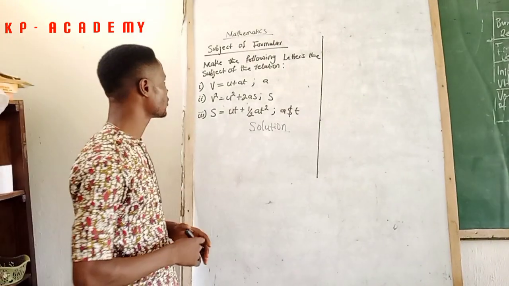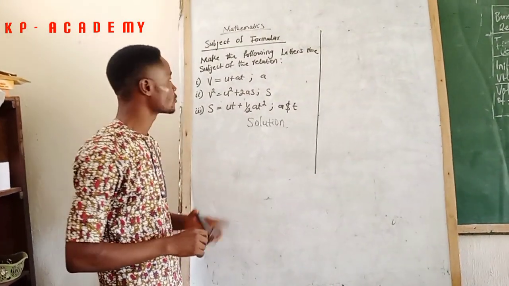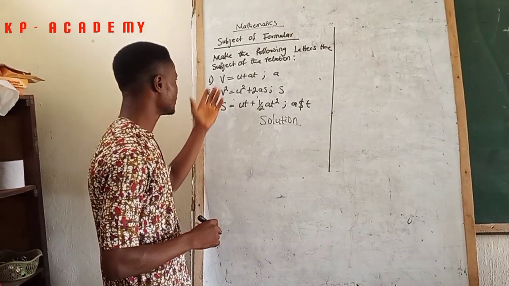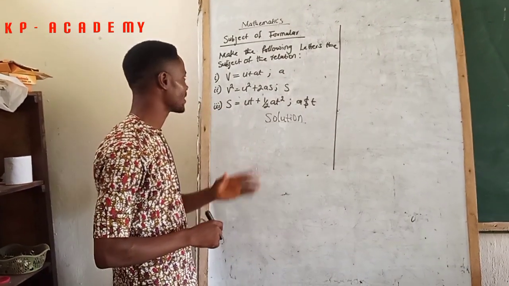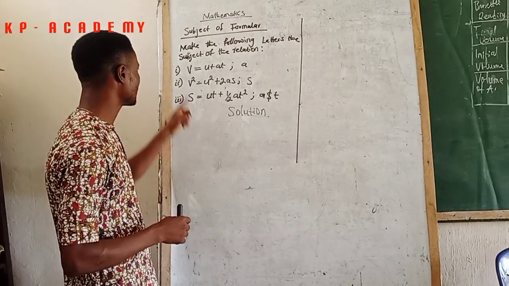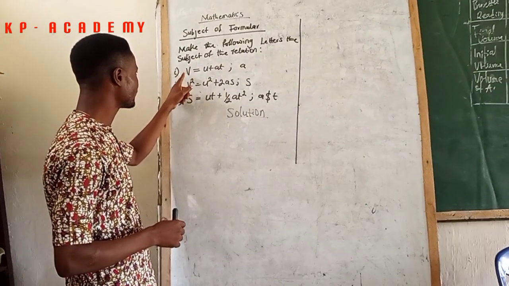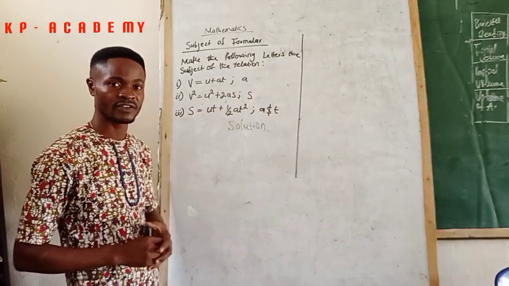In this lesson, I'm going to be walking you through very quickly the subject of a formula. So what I have here are these three questions, and it says, make the following letters the subject of the relation. In the first one, I have V equal to U plus AT. So make A the subject of the formula.